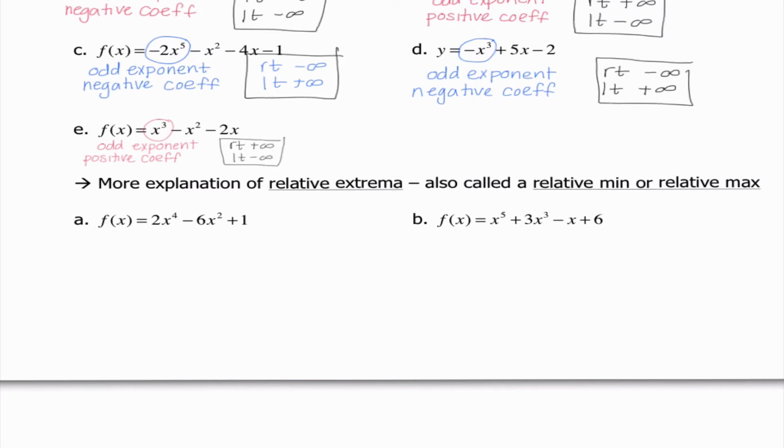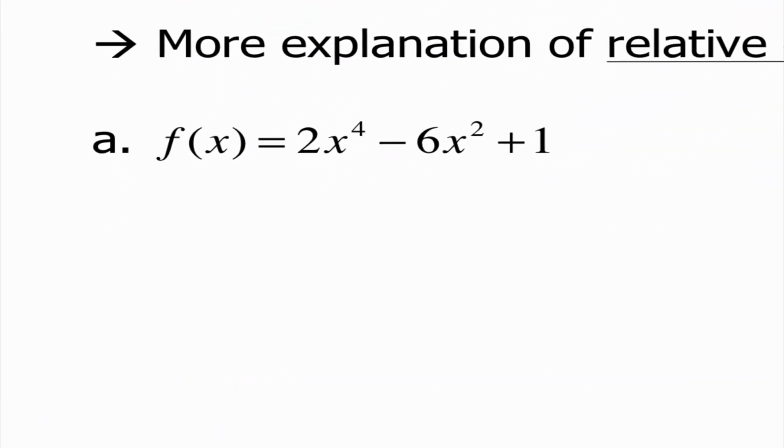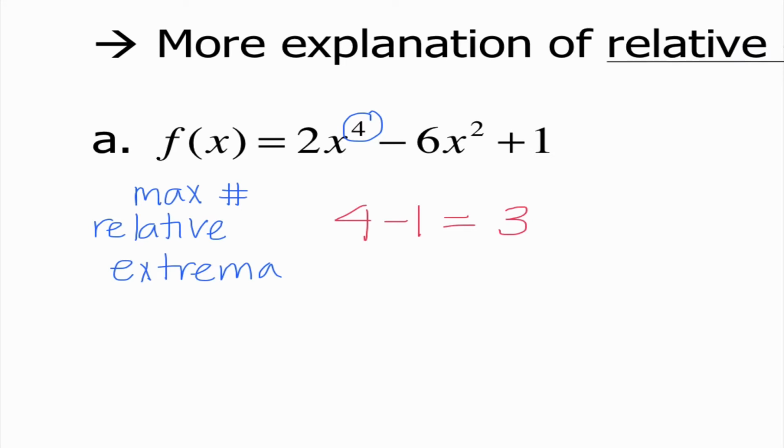The next thing we're looking at here is more explanation of relative extrema, which we know is the term for a relative min or a relative max. If we look at A, first of all, I can see that our degree here is 4, which tells me that the maximum number of relative extrema is going to be 3. I'm going to look at B on this paper, and then go into my graphing calculator to actually demonstrate how we would find these, which we should know really well because we've spent a bunch of time on our graphing calculator.